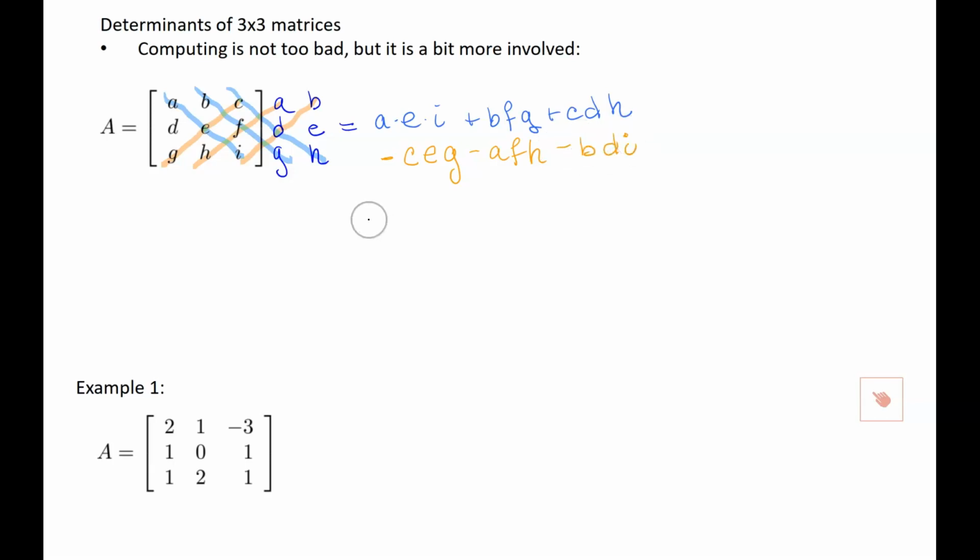Or you might like to write this as A E I plus B F G plus C D H minus, pulling the minus out of each of these terms, C E G plus A F H plus B D I.